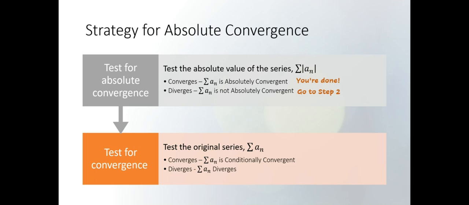So these could be a little long if it turns out they're not absolutely convergent, but you can save yourself a lot of time by starting with the absolute value and testing that out first.